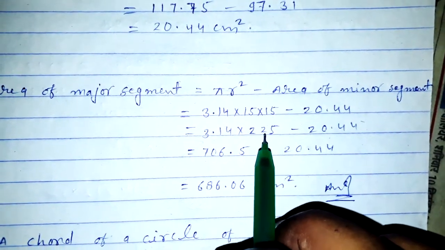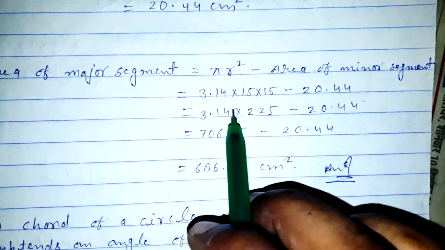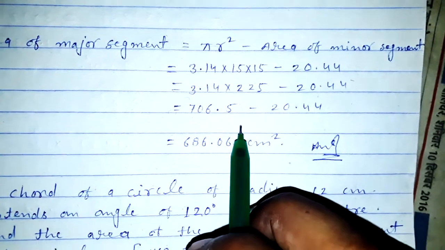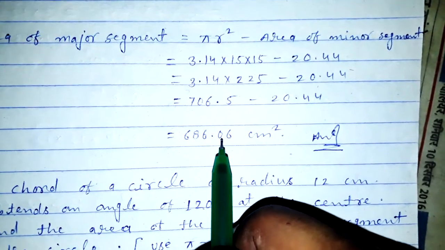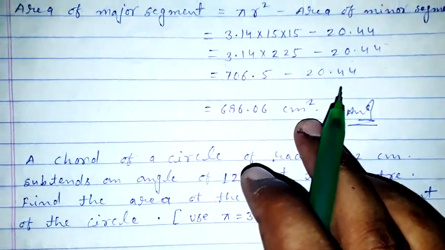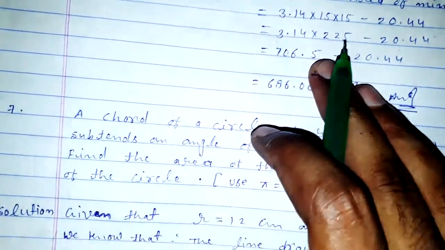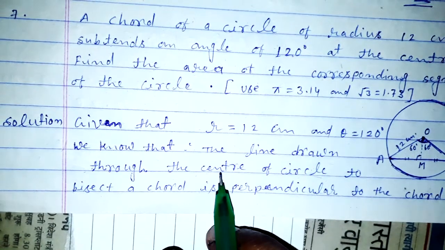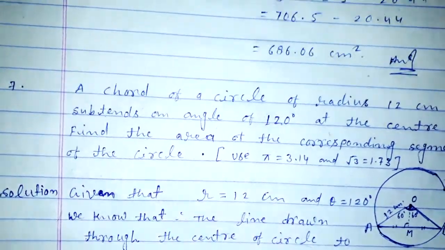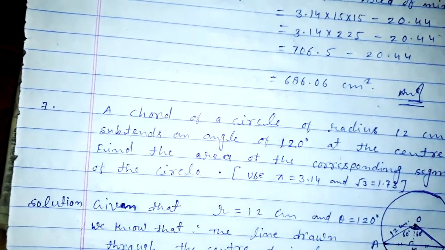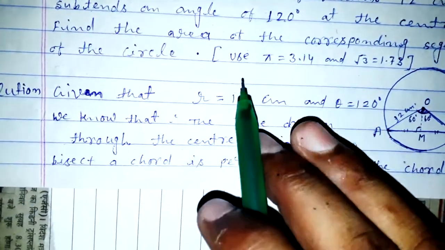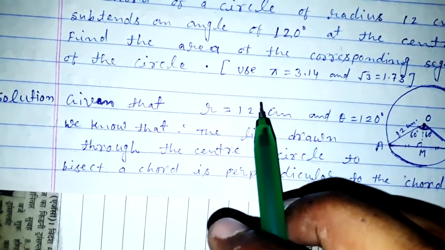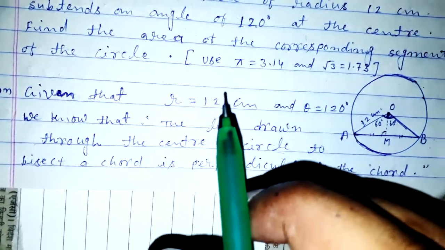15 into 15 is 225. Multiply here to 706.5. This value same. Subtract here to 686.06 centimeter square. This is answer of question 6. Next question is 7th question. Here method is a different method from previous question number 6, because this is the best method. All questions of this type are solved by this method.